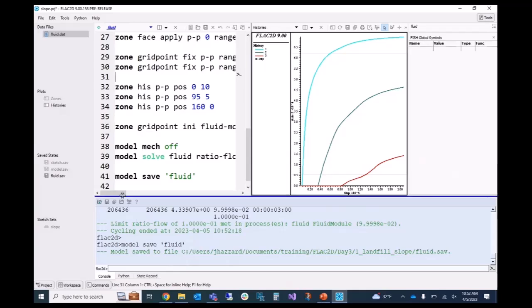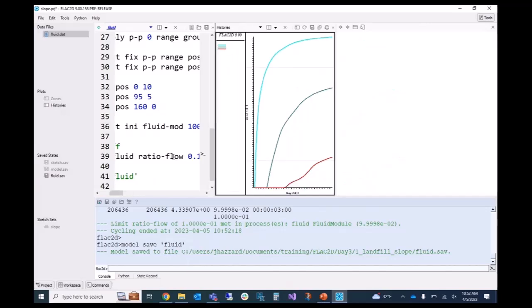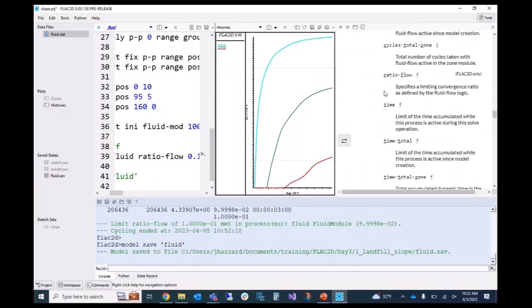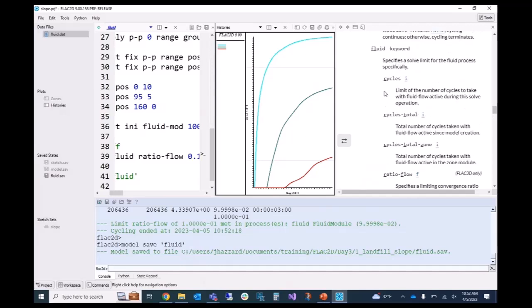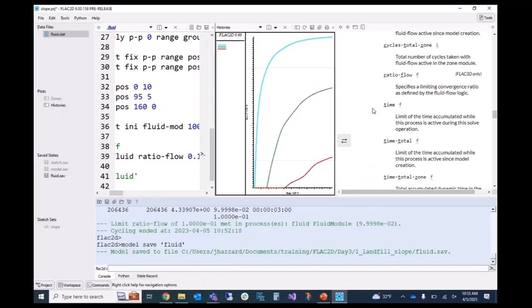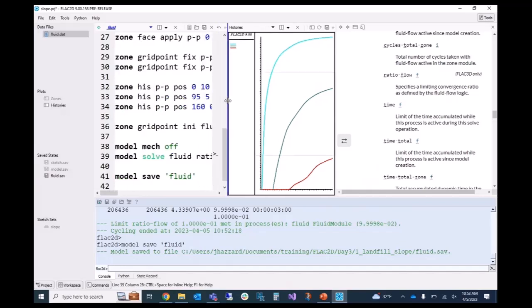Actually, I'm not even sure what the default is here. Let's just see if it tells me. Model solve. Doesn't even tell me what the default is. Model solve fluid. Yeah, cycles total. Ratio flow. Yeah, I don't know what the default is. I have to find it. Maybe there's no default.